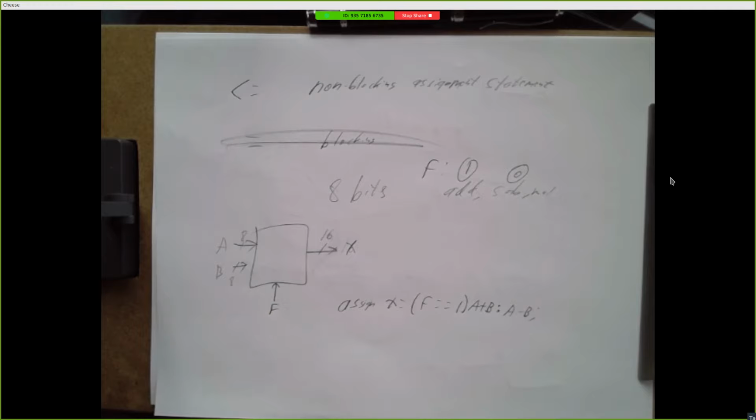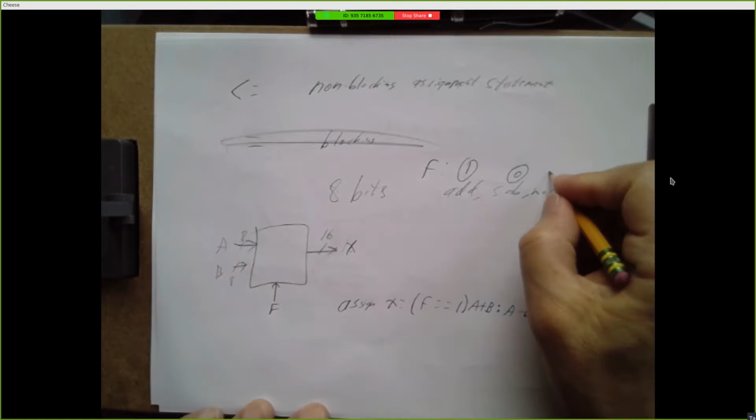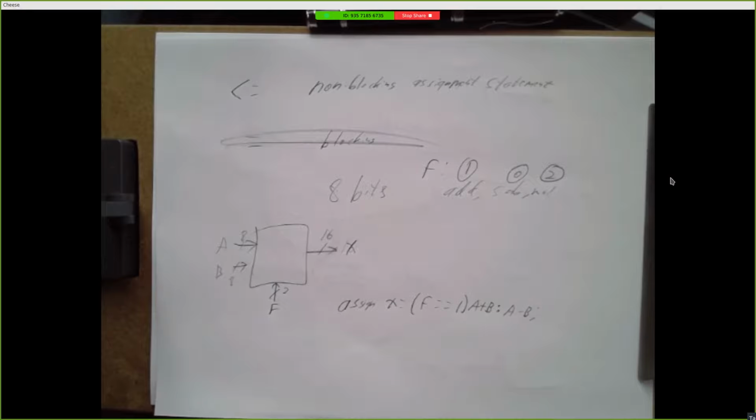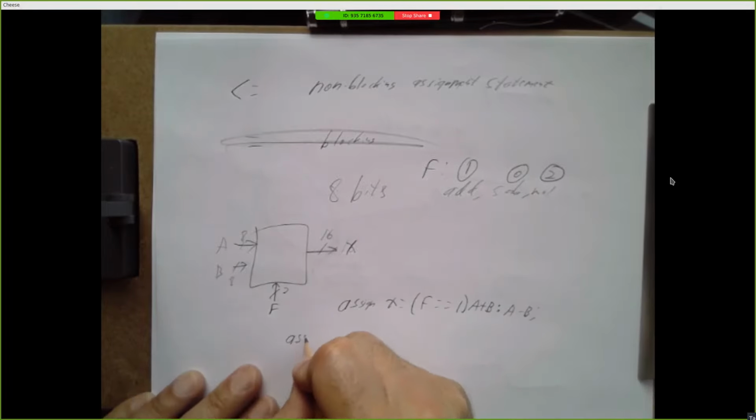All right, so that's the shorthand way of saying if f equals 1, set x equal to a plus b. Otherwise, set x equal to a minus b. All right, suppose we want to also allow multiplication. So let's say f is going to be 2 bits, and if it's equal to a 2, we want to multiply. So I could do something like this.